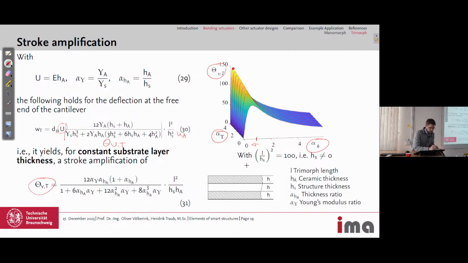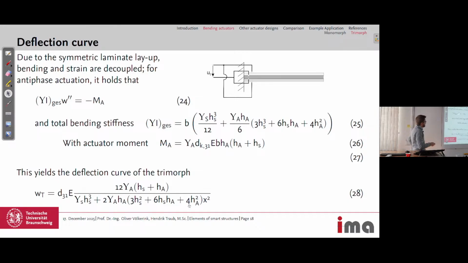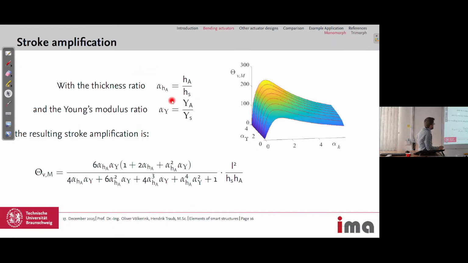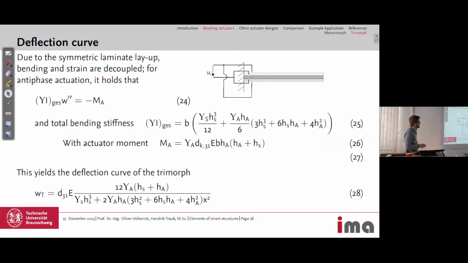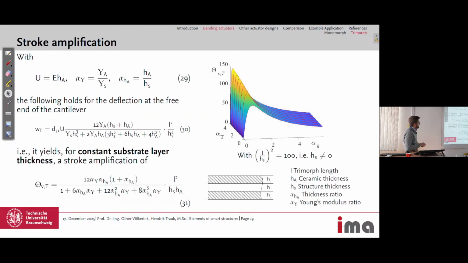We can have a look at the definition of the ratios again. If it's smaller than 1, this means the structural layer is thicker than the actuator layer. So the distance from the neutral axis is larger, and therefore we can bend it more easily. And also a higher stiffness of the actuator leads to higher stroke amplification.